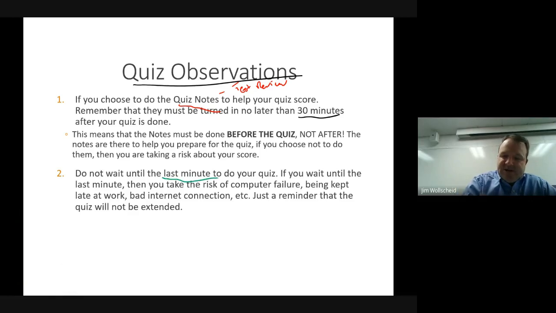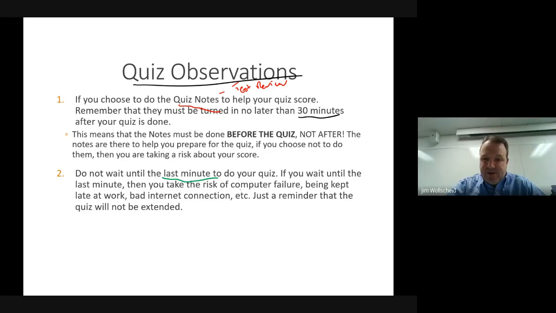Second thing, what I noticed is I have students waiting to the last minute to do their quiz. Again, that's entirely up to you. Just know that if you wait to the last minute, you have risk. And the risk you can't fix because you're out of time. So if you wait to the last minute, you'll run out of time.